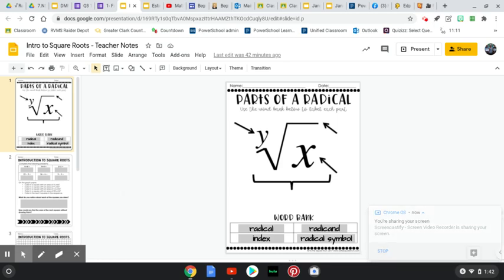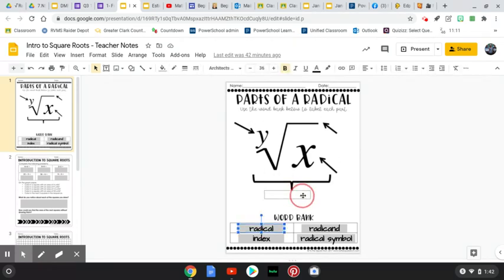Okay, so the first thing that you're going to do on this one is you're going to identify the parts. So this whole thing is called the radical. So you will drag that up there so that you know that that is what the whole thing is called, a radical. That means that this symbol that looks like a long division symbol is a radical symbol.